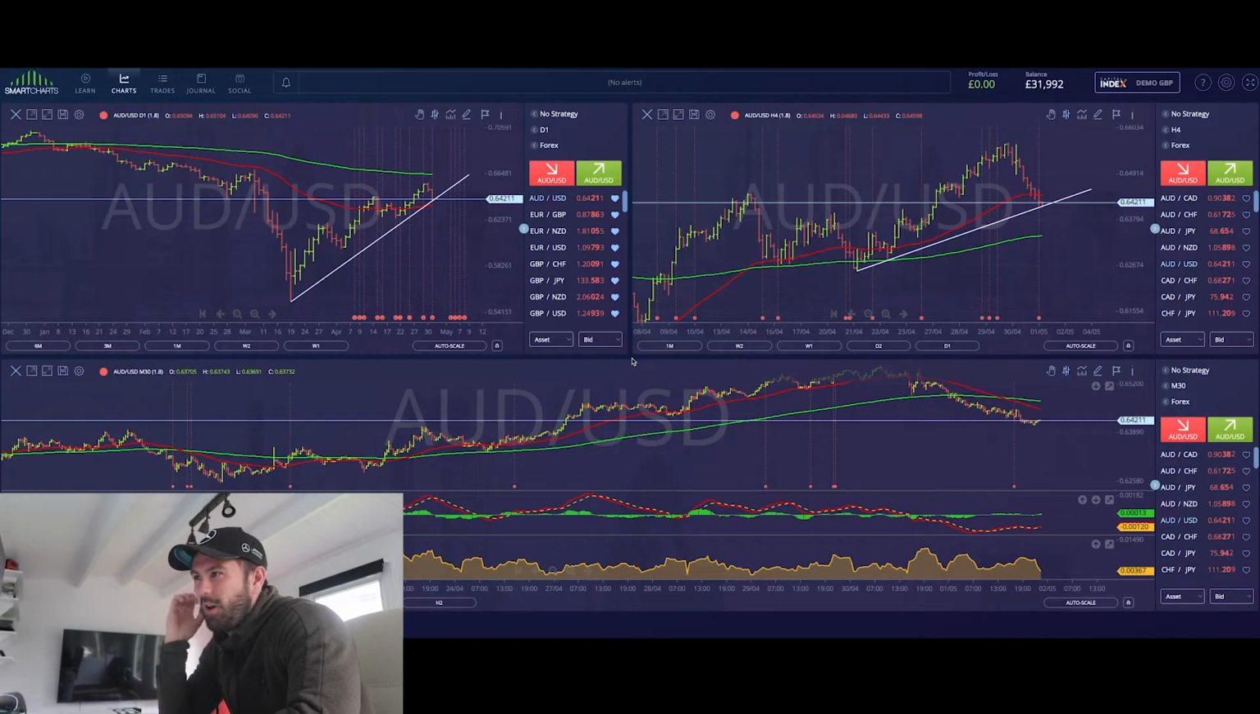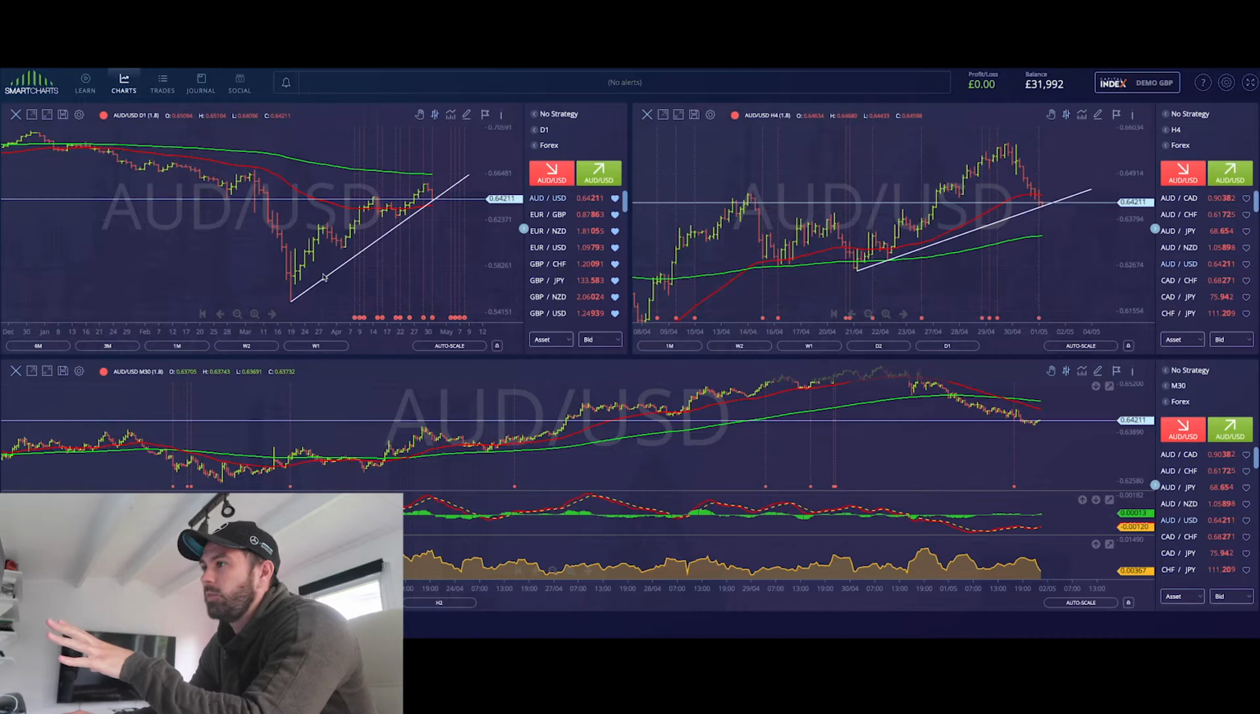Okay guys, we are on my computer, and as you can see I've got 3 charts laid out here. The same currency pair, but with 3 different time frames. So on the top left I've got my daily chart, on my top right I've got my 4-hour chart, and my action time frame, which is where I'll be placing the trades, is the 30-minute chart.